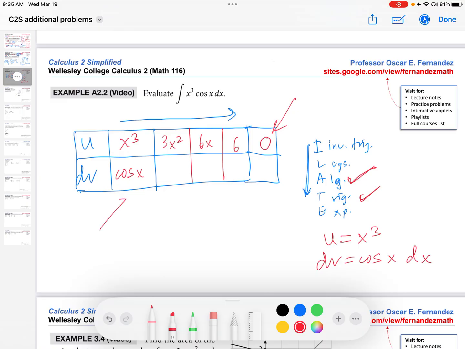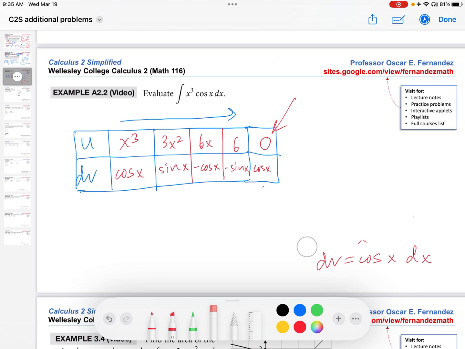Now, in the row below, we're going to do the opposite. Instead of differentiating, we're going to integrate. So the integral of cosine x is sine x. The integral of sine x is minus cosine x. The integral of that is minus sine x. And then the integral of that is cosine x. If you're ever in doubt, you can differentiate. If you're, like I am, more used to differentiating, you can say, the derivative of cosine is negative sine, and then just check your work to make sure that all of these boxes are accurate. All right, so now we have filled in our table for the tabular method for integration by parts.